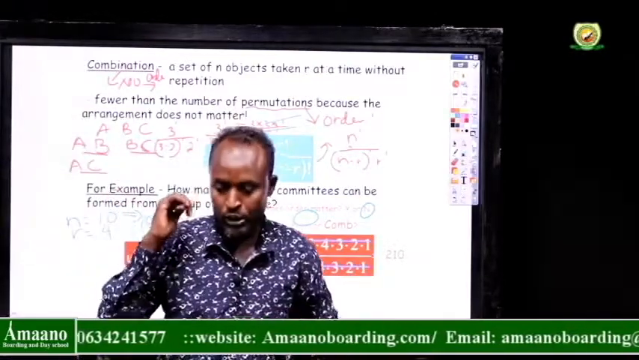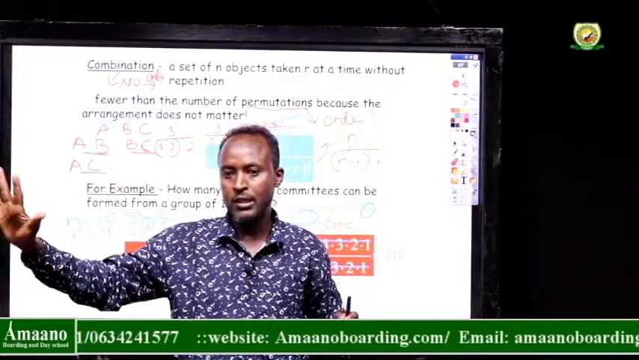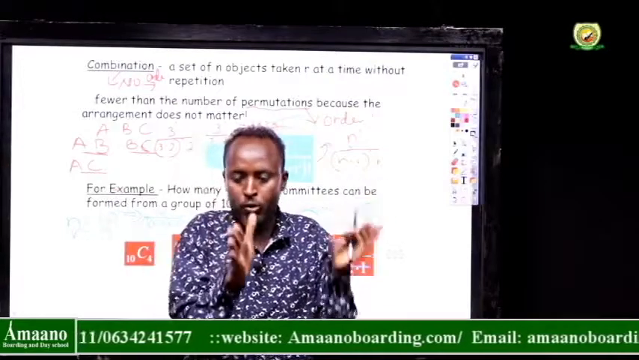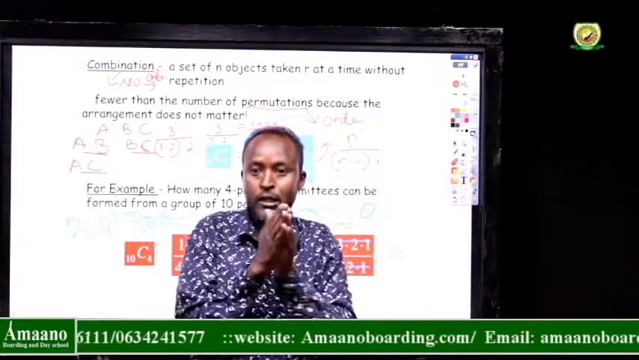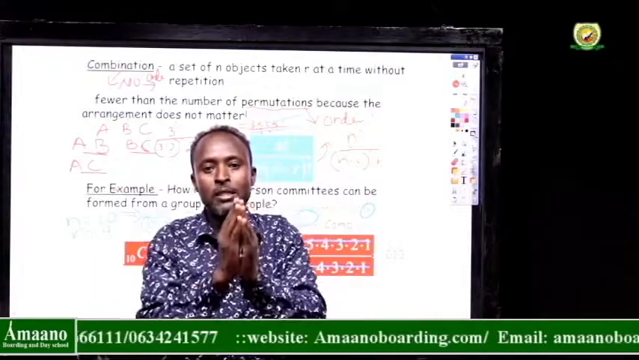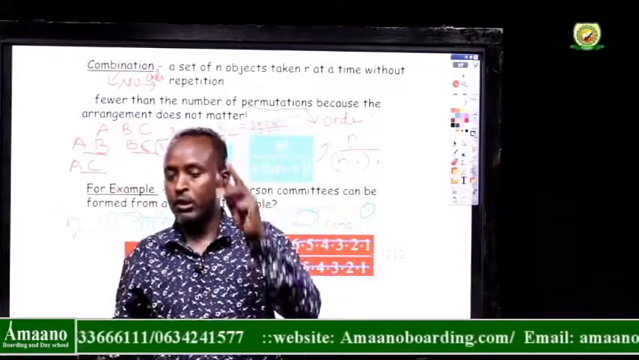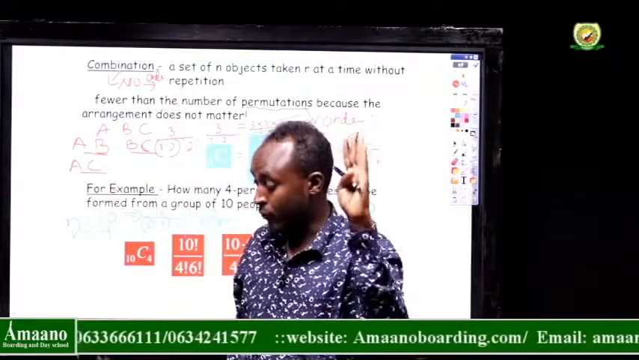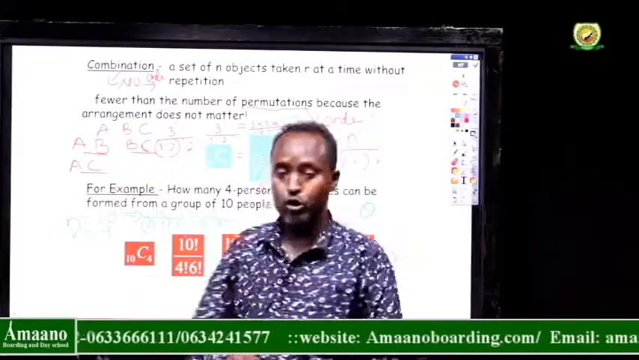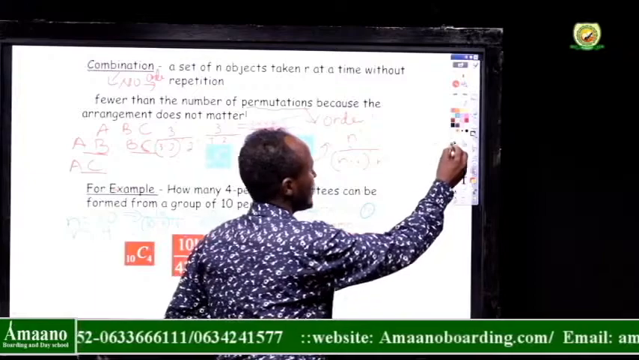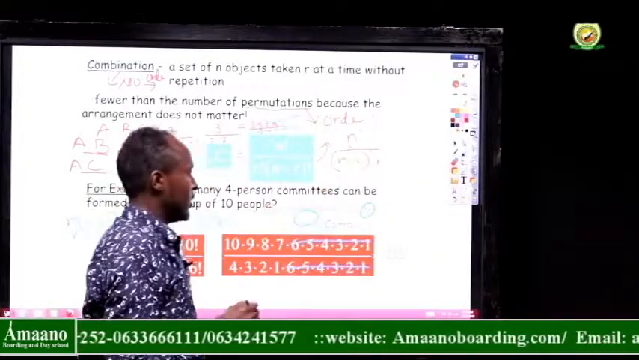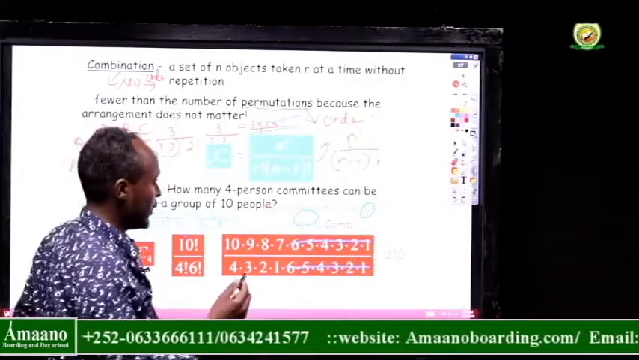Therefore, in this question, we are given 10 students and we want to form a committee of 4 students. Therefore, there are 210 different committees that we can form from 10 students by taking 4 students each time. Okay, let us continue to the other example.